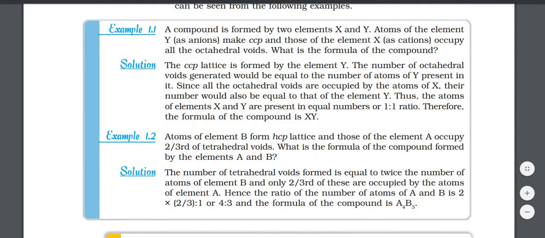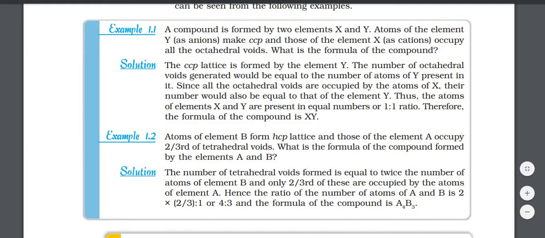Atoms of element B form a hexagonal closed packing lattice, and those of element A occupy 2/3 of tetrahedral voids. Now, as I explained earlier, the number of tetrahedral voids is equal to 2 times the number of octahedral voids. Now we have to take that the tetrahedral voids are equal to 2 times the number of atoms of B. A is occupying tetrahedral voids and B is occupying, let us say, X.